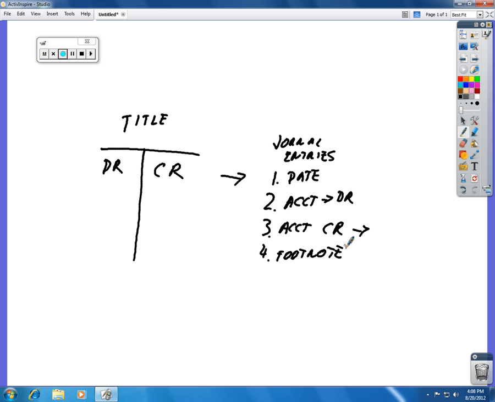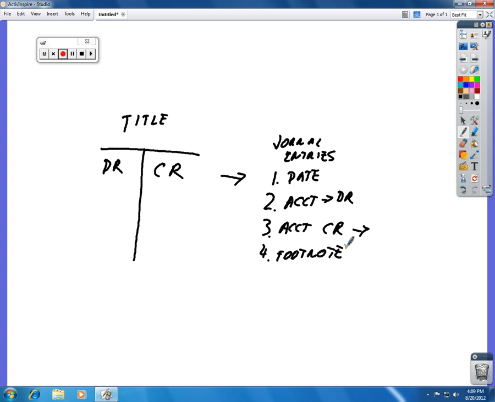Now, some students are very concerned about what that footnote should be. The footnote will describe the transaction that the journal entry is detailing. It can be very generic, such as wages paid, or it can be more intricate, such as giving us invoices, check numbers, terms, company names. In my classes, I don't care what the footnote says, but I do care that there be one.